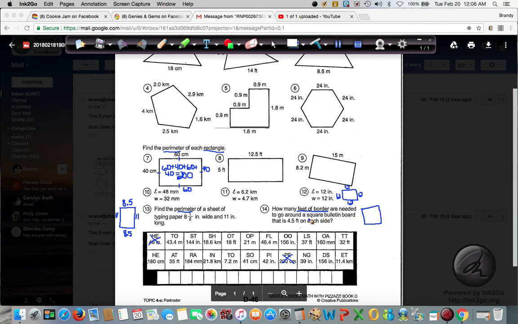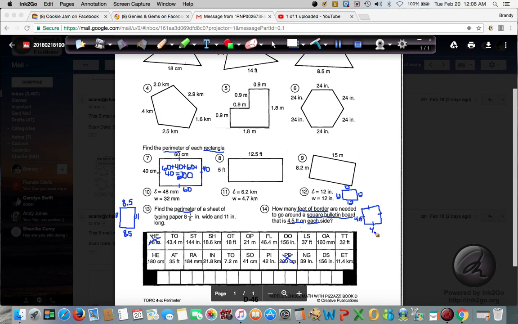So it's a square bulletin board. This is another piece of important information, the fact that it's square, because that tells us that each side is going to be the same. And these little dash marks that you see on some figures, this tells you what is the same. So that means that all 4 sides are going to be 4.5 feet. It also says on each side, so it gives you even more of a hint that you need to put 4.5 on each.